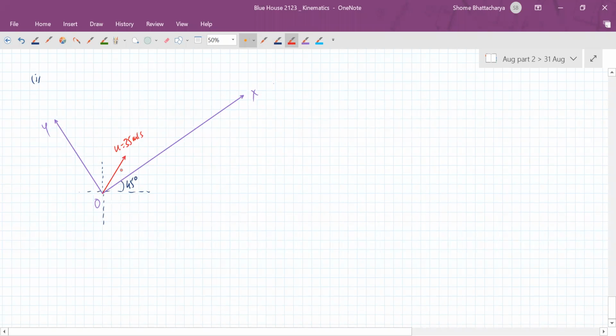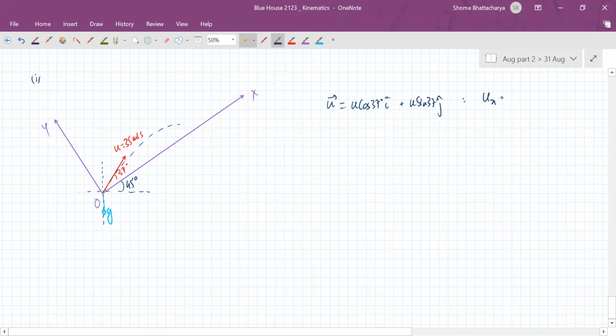This will be 37 degrees. Yes, Vedant, that's correct. Very good. Okay. So I will get to write my initial velocity as u cos 37 i cap plus u sin 37 j cap.